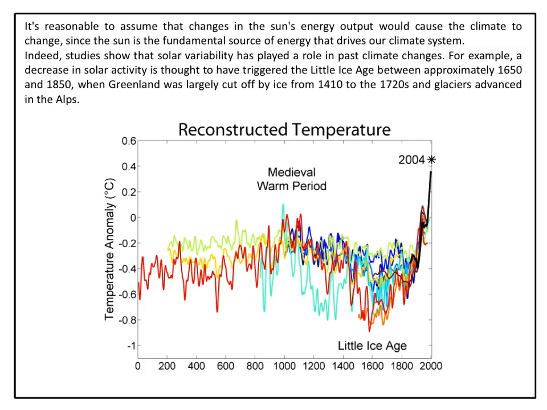It's reasonable to assume that changes in the sun's energy output would cause the climate to change, since the sun is the fundamental source of energy that drives our climate system. Indeed, studies show that solar variability has played a role in past climate changes. For example, a decrease in solar activity is thought to have triggered the Little Ice Age between approximately 1650 and 1850, when Greenland was largely cut off by ice from 1410 to the 1720s and glaciers advanced in the Alps.